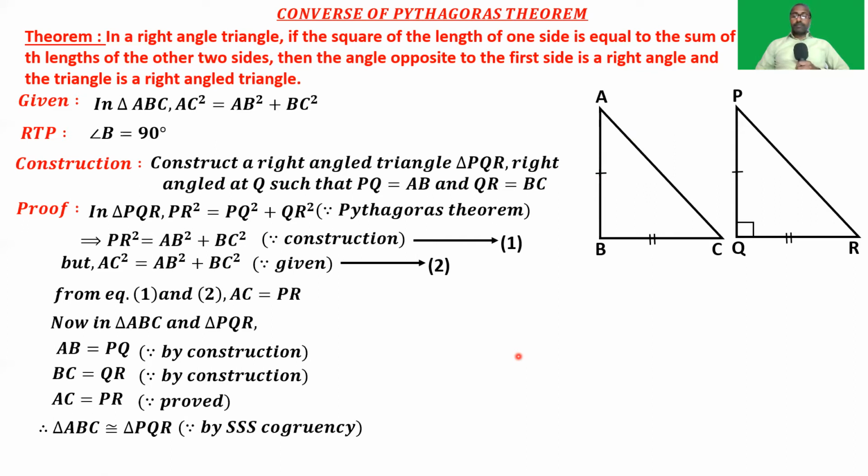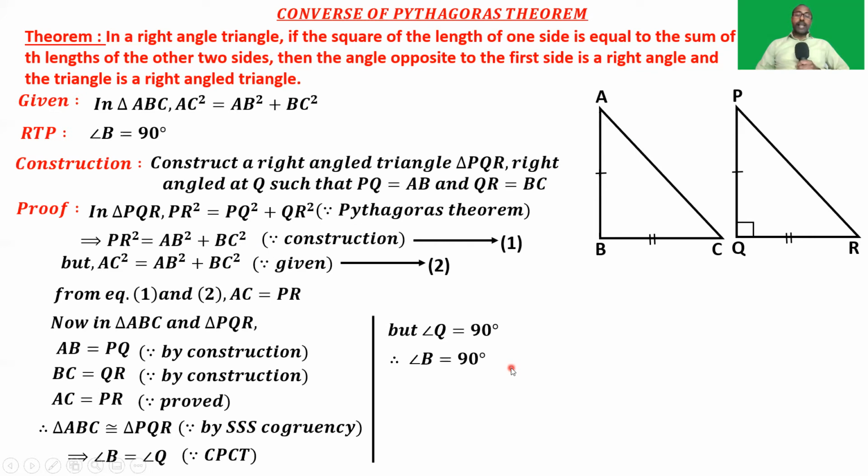And we know that in congruent triangles, corresponding parts are equal. So angle B is equal to angle Q because of CPCT, that is, corresponding parts of congruent triangles are equal. But we have angle Q is equal to 90 degrees. So angle B is equal to angle Q and angle Q is equal to 90 degrees. So angle B is equal to 90 degrees.